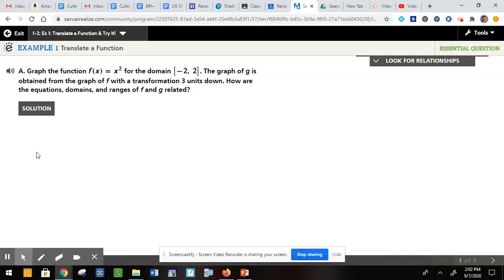So for example 1, it says graph the function f of x is equal to x squared for the domain -2 to 2, meaning we're going to look at this graph just between, on the left side, -2, and then everything in between up to +2. The graph of g is obtained from the graph of f, the transformation of 3 units down. So how are they related? Let's first look at the graph of f.